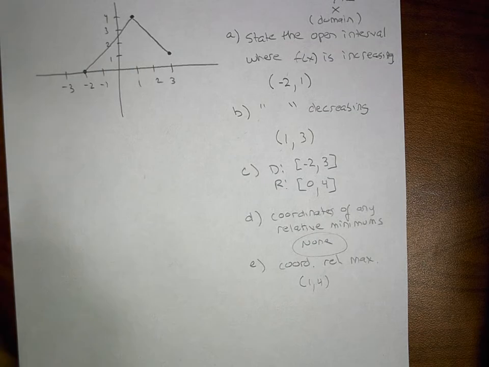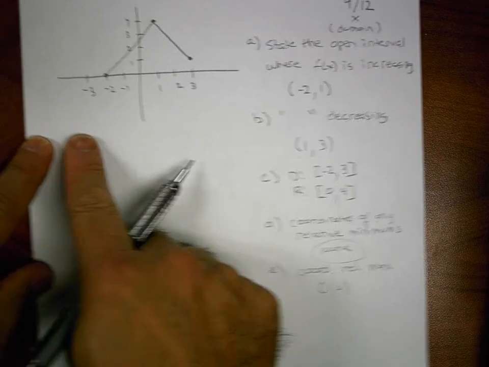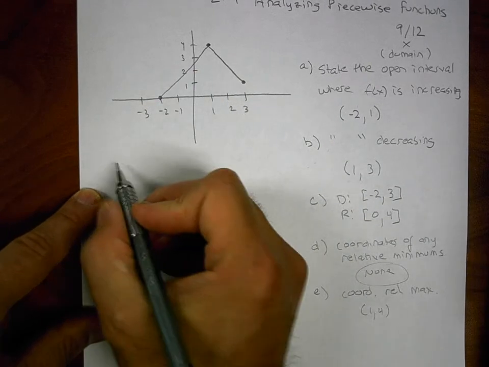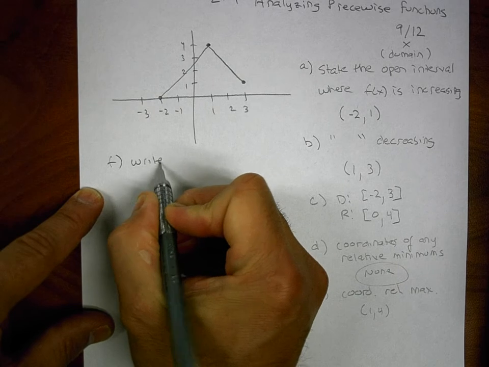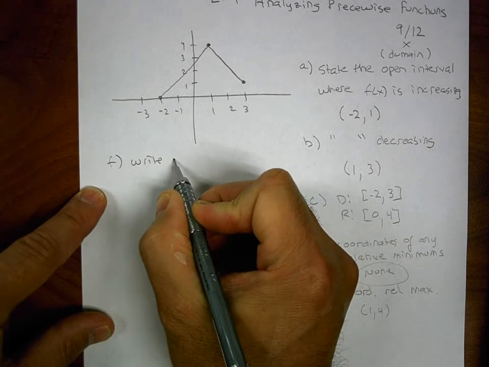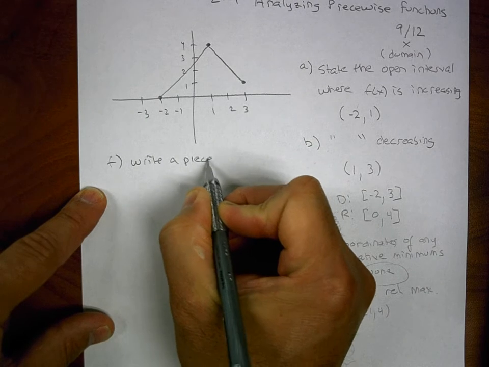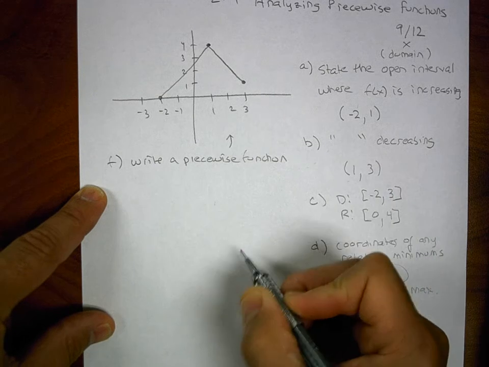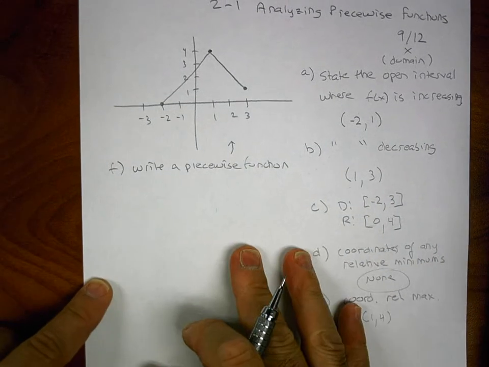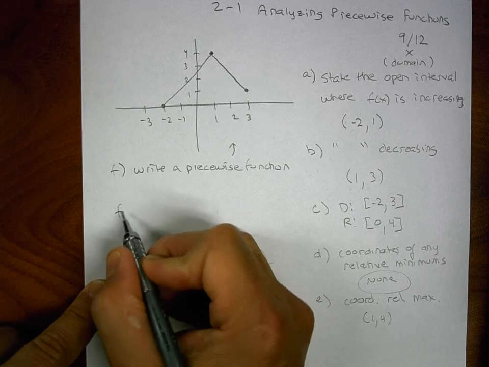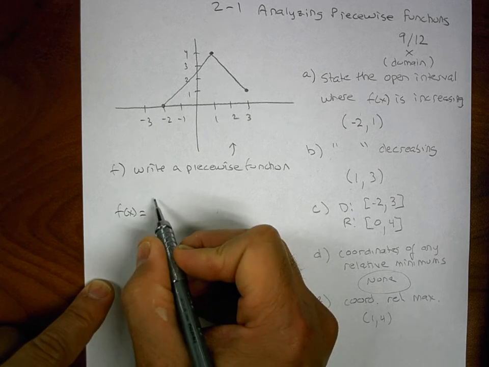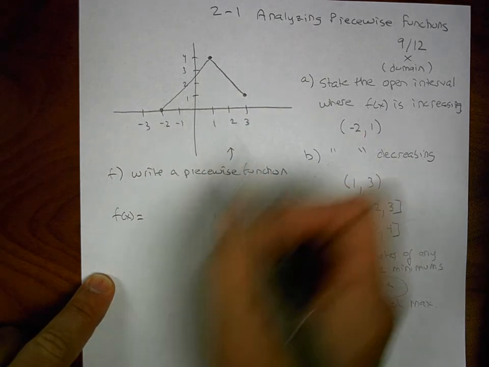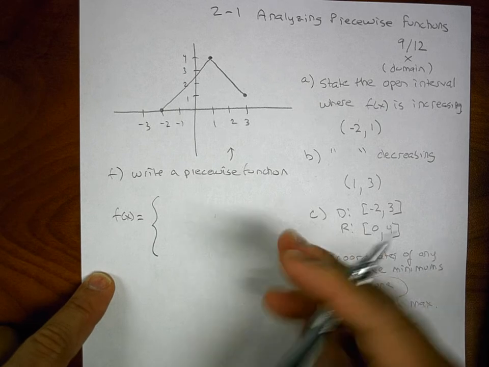And then one last type of question, and I'm going to put this over here. We're going to write the equation of this piecewise function. So I guess this is f. Write a piecewise function for that graph. Well, f of x equals, that's y equals. How many pieces are there to the piecewise function? Two. We got this one and this one. All right, so there's two pieces.